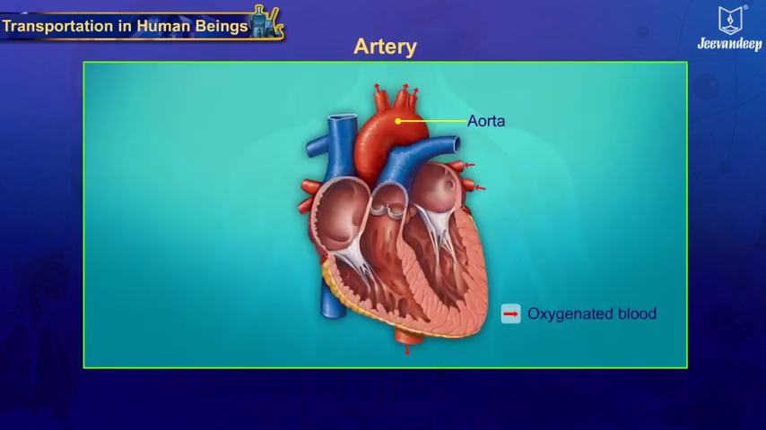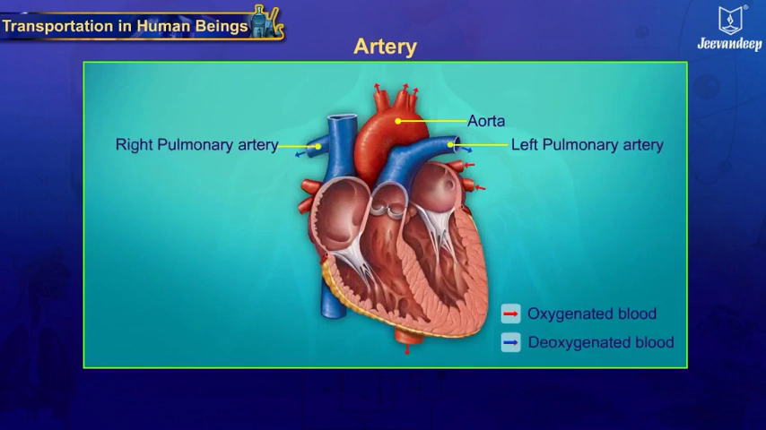Mostly, they carry oxygenated blood from the heart, except pulmonary artery, which carries the deoxygenated blood from the heart to the lungs, where the blood is oxygenated and sent back to the heart.